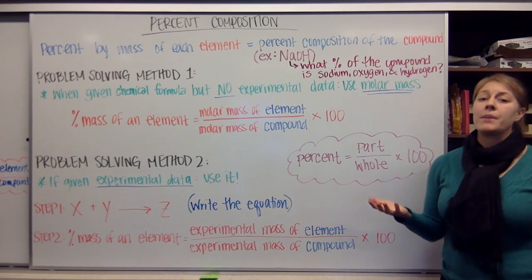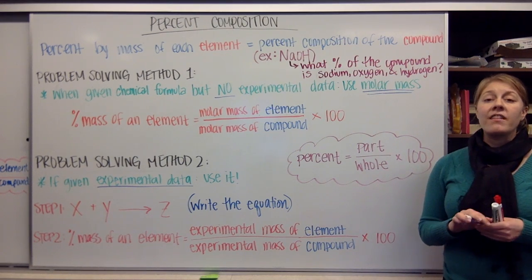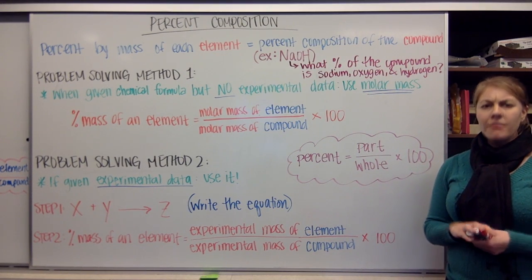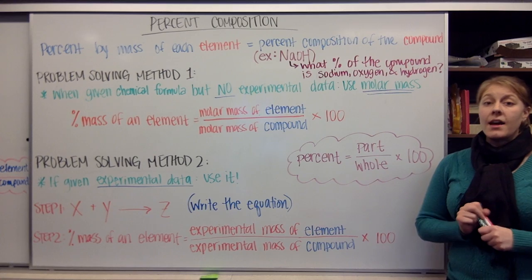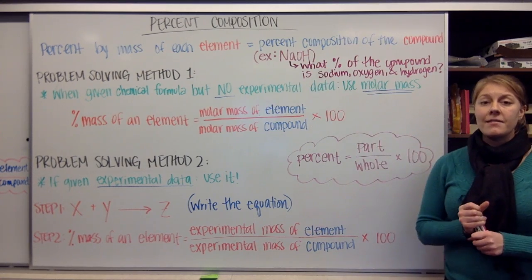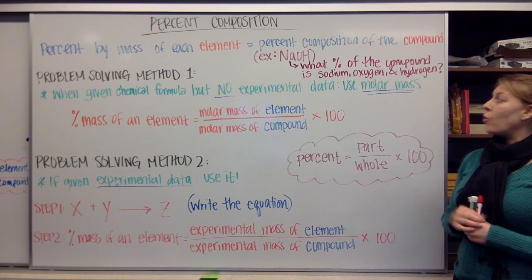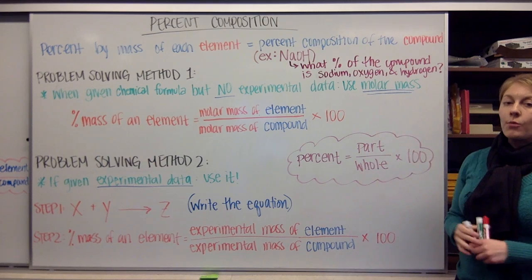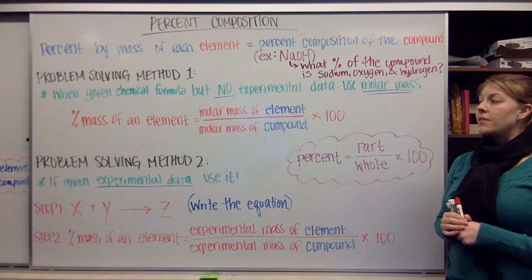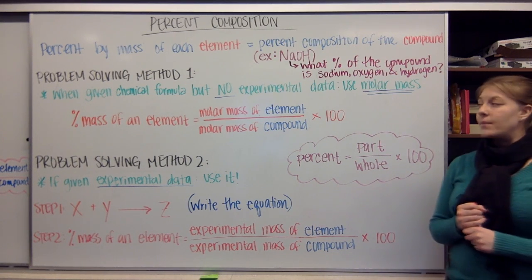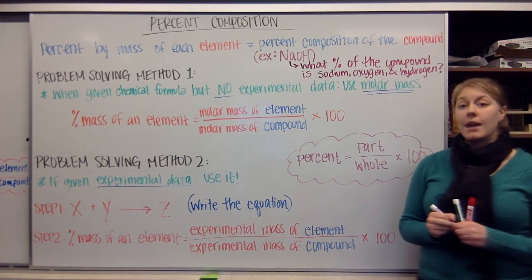There are two different ways that we're going to be looking at figuring this out. The first method is for when we have no experimental data. If you're given a chemical formula for a compound, say NaOH, and you want to know what the percent composition of each of the elements is, you're going to use the molar mass to calculate that. Once you have the molar mass, which we've already learned how to figure out, we're going to use this equation to calculate. The percent mass of each element is equal to the molar mass of the element divided by the molar mass of the compound times 100.